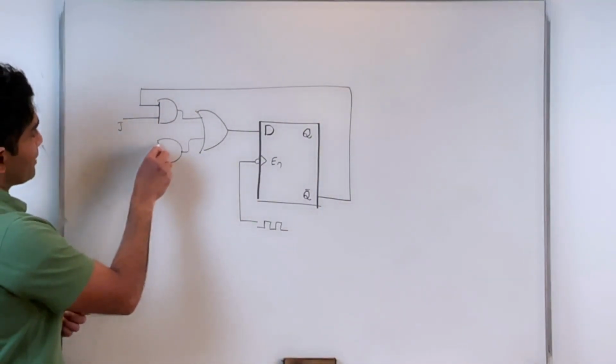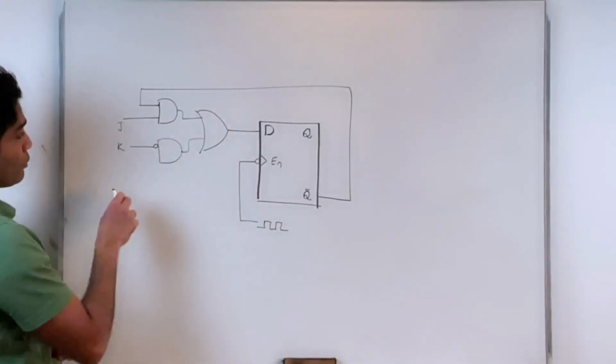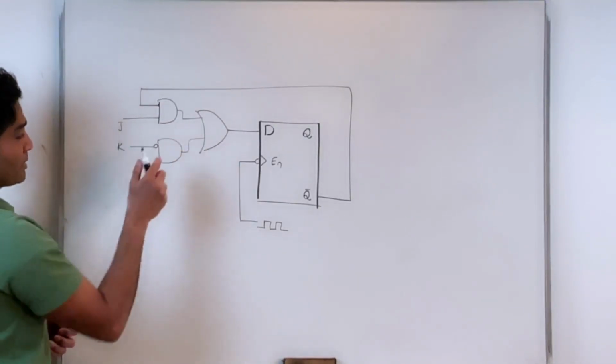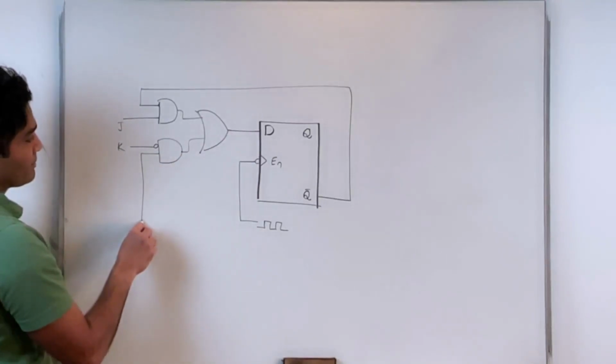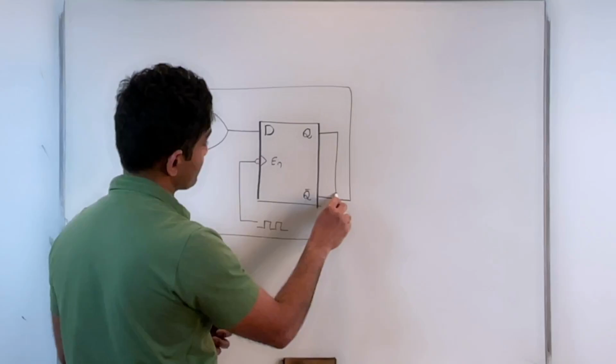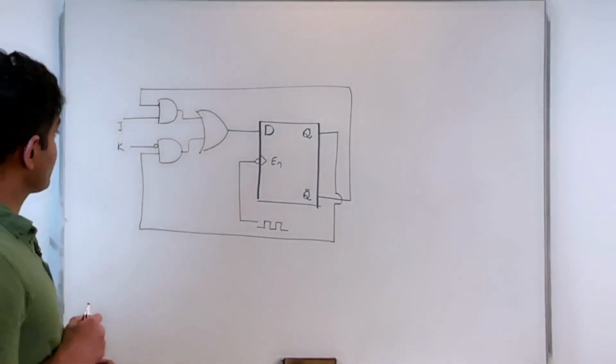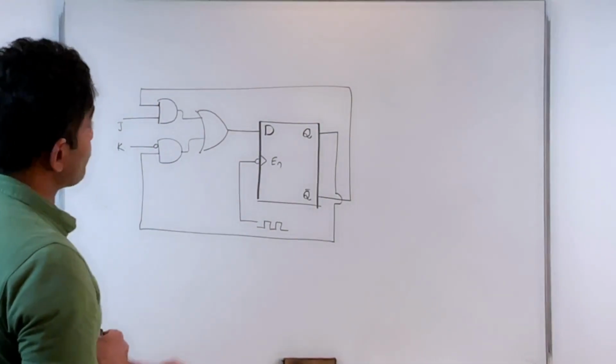Okay, and the other one was the K input, which is primed here or complemented before it goes into the AND gate. And the other input for this particular gate was from the output of the T flip-flop. So this is what we have done, and we want to analyze it.